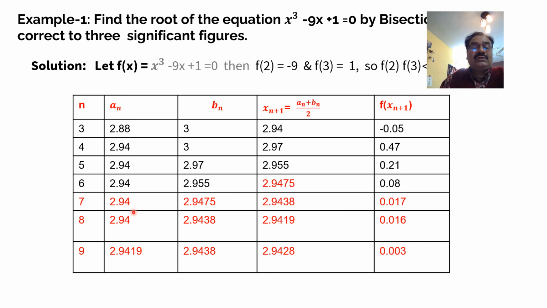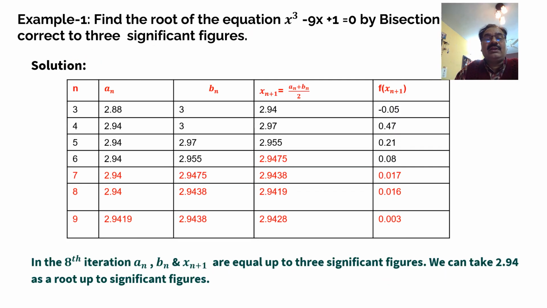It means if you look at iterations 7, 8, 9, then you got the result, because everywhere this is up to 3 significant figures. Here you can say 2.94, here also 2.94, up to 3 significant figures, here also 2.94, and similarly here also. The change is in the third and fourth decimal places, but it is desired up to 3 significant figures. Then you can declare your answer. At the 9th iteration an, bn, and xn plus 1 are equal up to 3 significant figures. So you can say 2.94 is the root of the equation up to 3 significant figures. In this way, you can complete this calculation. Thank you very much.